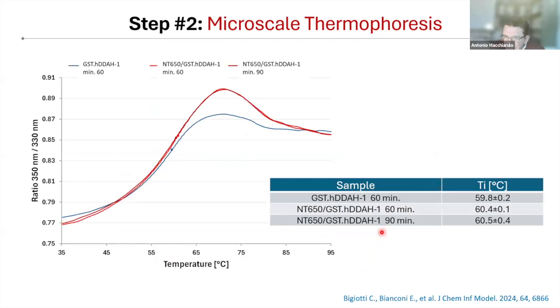First of all, when we run this kind of experiment, we have to be sure that the tag of the protein with a fluorescent probe does not affect the functionality or the structure of the enzyme.